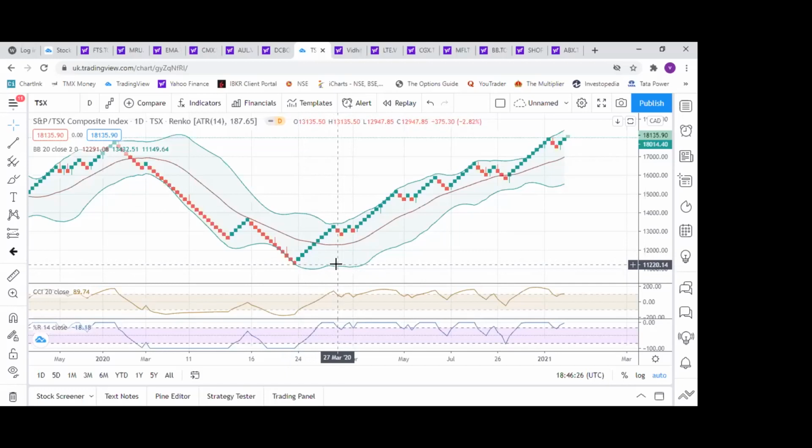27th of March, I see a red candle. I am out at the lowest point, which is 12,950. I had entered at what price? 11,635. I am exiting at 12,950. Anybody wants to calculate? About 10%. How much? 10%. 10% in how many days? 2 days. Exactly. 24th, 25th, and 27th, I'm out. 3 days.